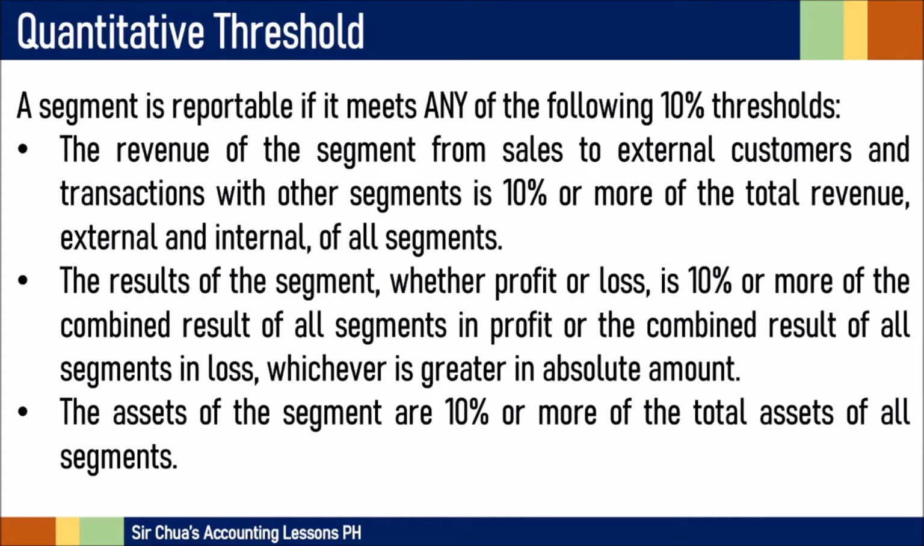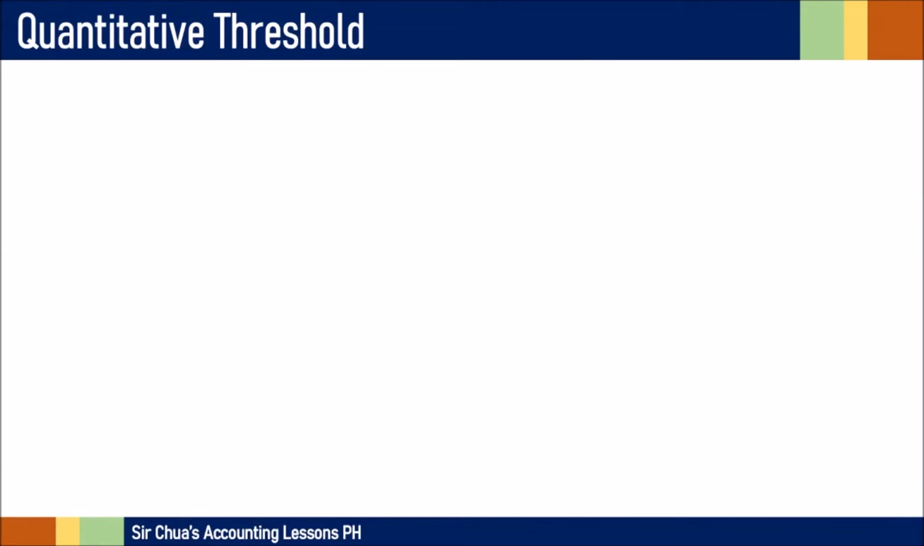Okay? Or pwede rin naman pong the assets of the segment are 10% or more of the total assets of all segments. So, kukunin mo lahat ng total assets ng segments, kunin mo yung 10%. Pag yung asset ng isang segment is nakapasok within that 10%, reportable din po yung segment na yon. Pero ang sinasabi natin sa atin ng standard, a segment is reportable if it meets any of the following threshold. Ibig sabihin po, kahit isa lang dyan, it can be deemed reportable. Pero meron po tayong pangalawang kailangang i-check.